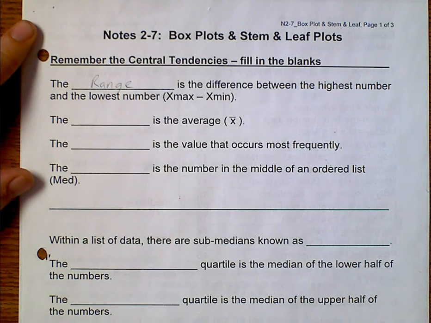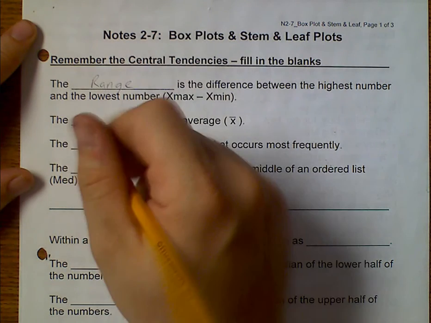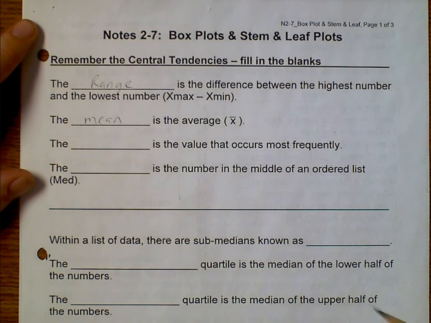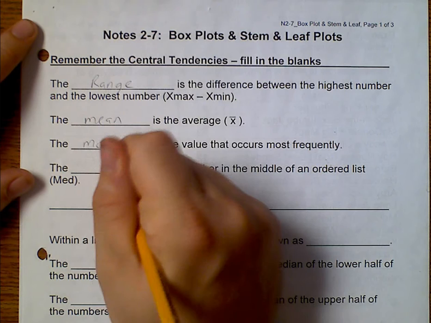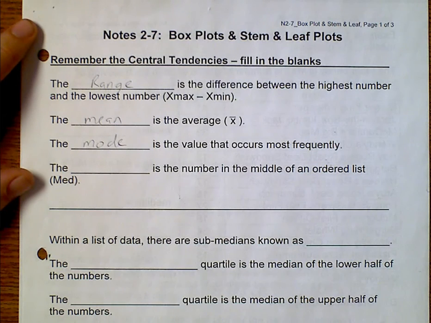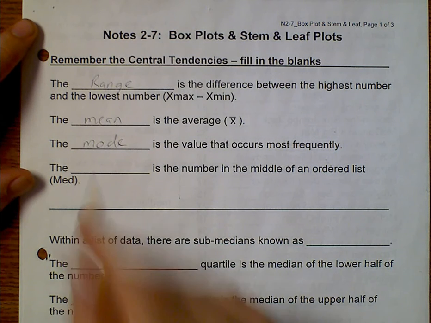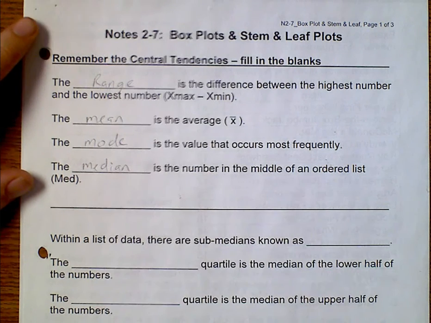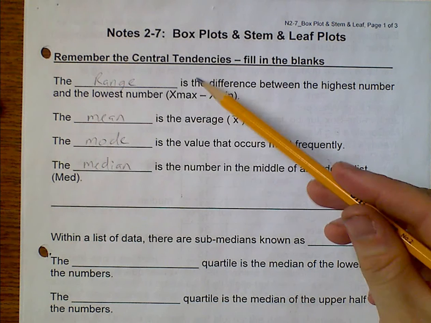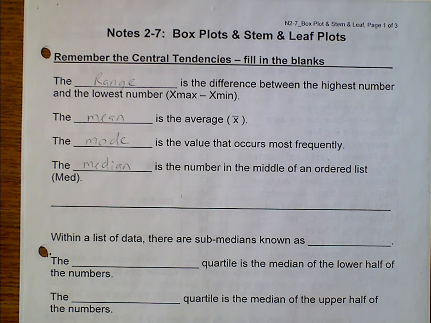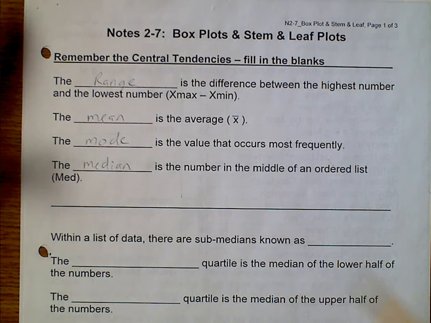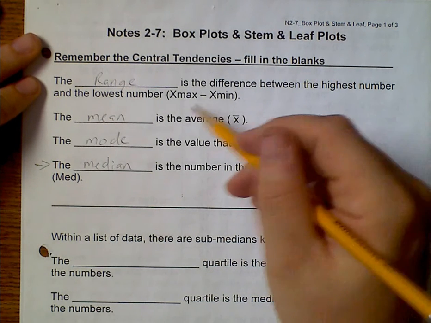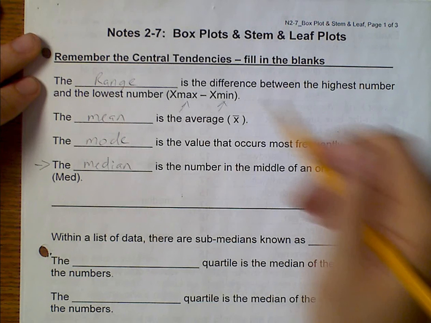What is the average, or X bar? That would be the mean. The value that occurs most frequently would be the mode. And the number that's in the middle of an ordered list is called the median. And so mean, median, mode, and range, those are the terms you need to remember. Specifically, we're going to be dealing with the median. We also want to know our X max and X min today as we do our box plots.